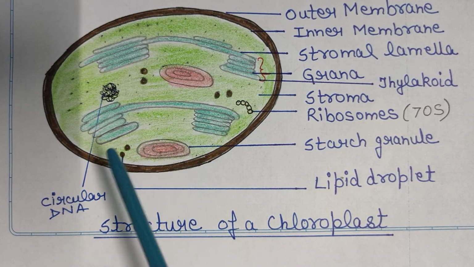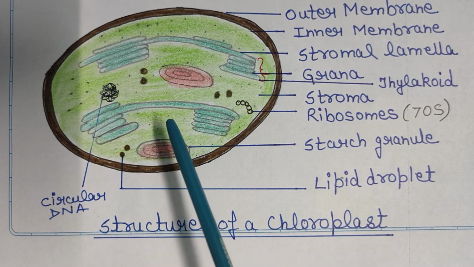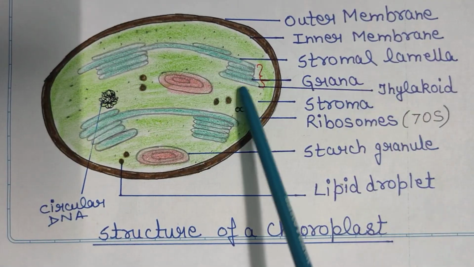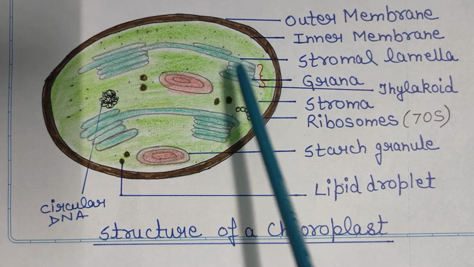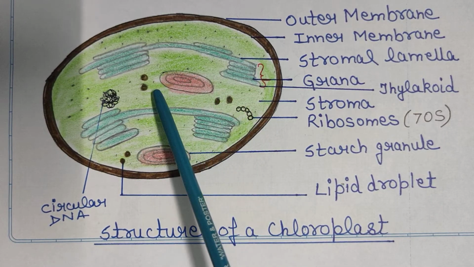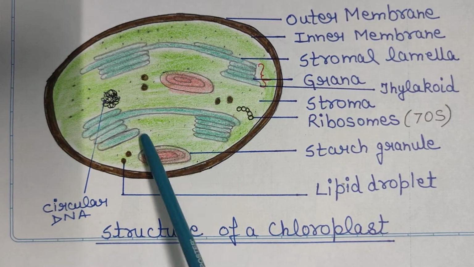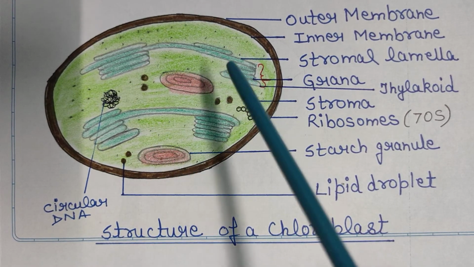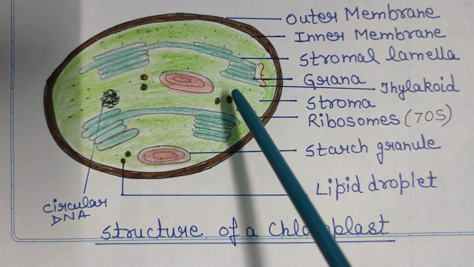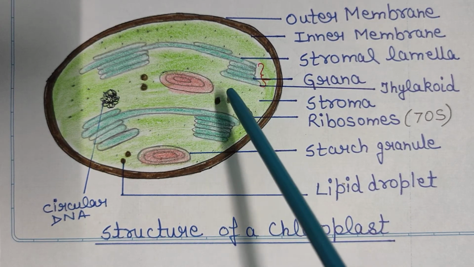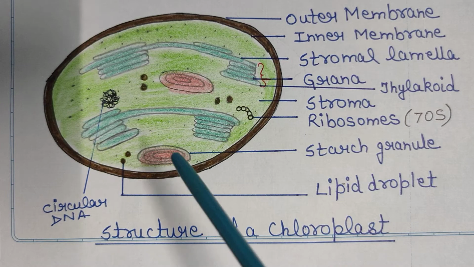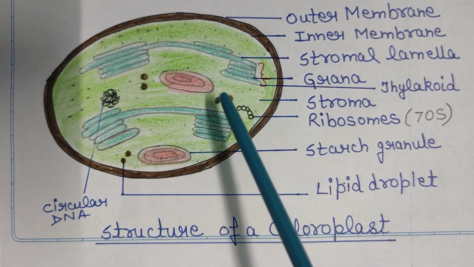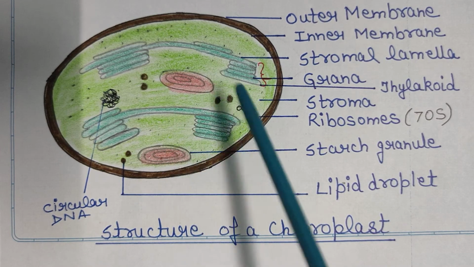The flat membranous structures are called the thylakoids. These are called the thylakoids. These flat membrane like structures are present in the stroma region. The light green portion is called the stroma. The thylakoids are arranged in stacks like piles of coins, one on top of the other, which is called the grana.